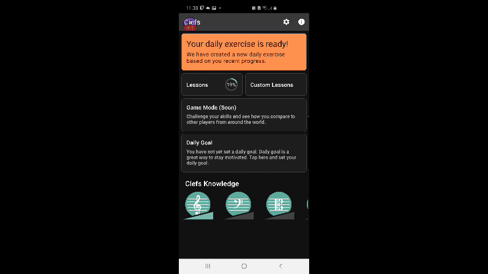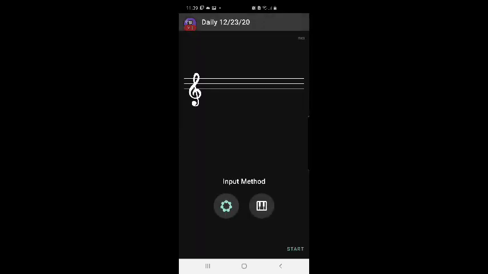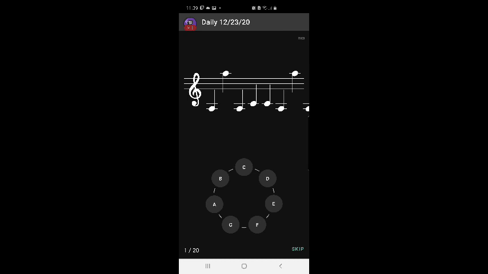Okay, so let's start with our daily exercise. Input method, we'll do the wheel. Okay, so this is hard for me because it's treble clef, it's not my native tongue clef thing. Okay, so that's the bottom stave of the staff and treble clef is an E. So under that is a D, C, B, and A. Okay, F, G, A. I think that might be an A again, I think. Let's try it. Okay, and the bottom stave is E, D, C. C.